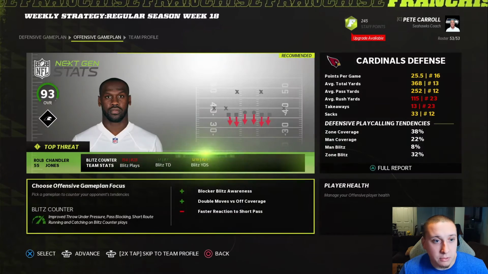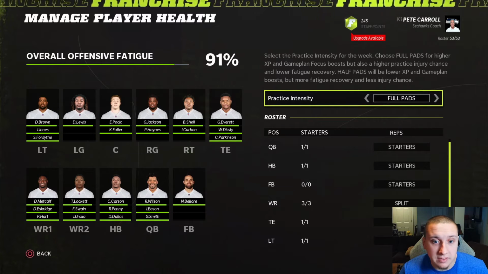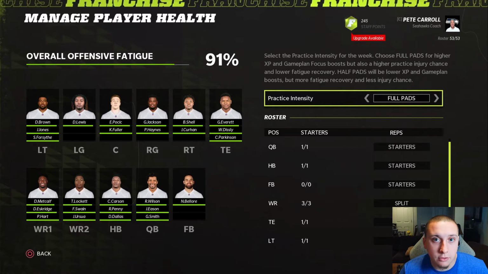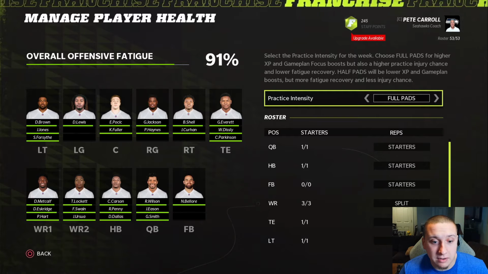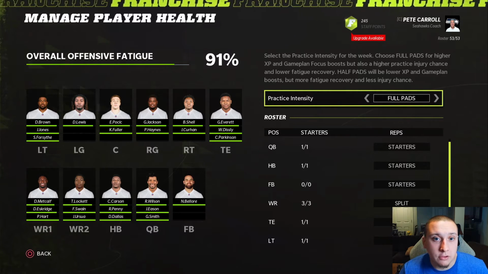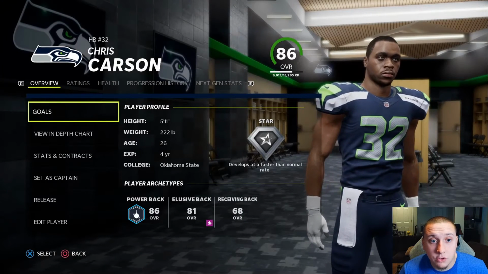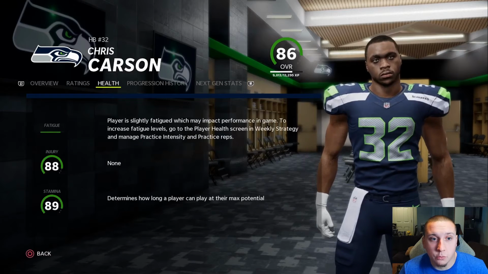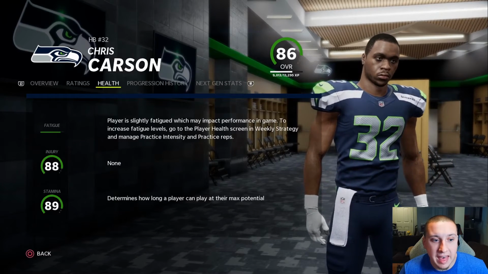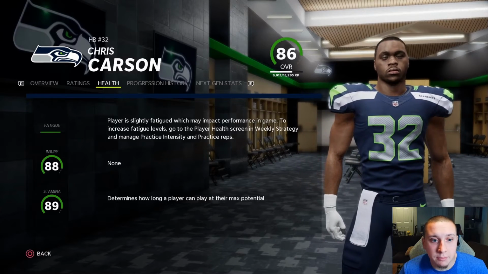Same thing, and I believe that was our defense. Same thing with our offense. You can see the overall fatigue level, but you only get those green bars for all of the individual players. You don't actually get a number that is going to allow you to correlate that with your auto sub slider. Unfortunately, when you click on individual players as well and scroll to their health tab, it also does not give an individual fatigue number for that player.